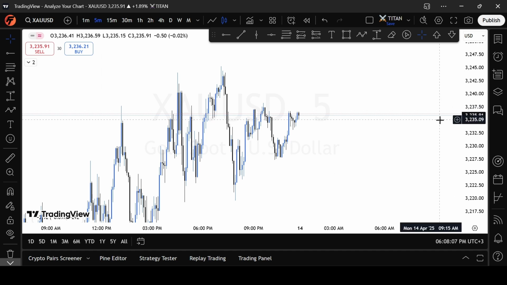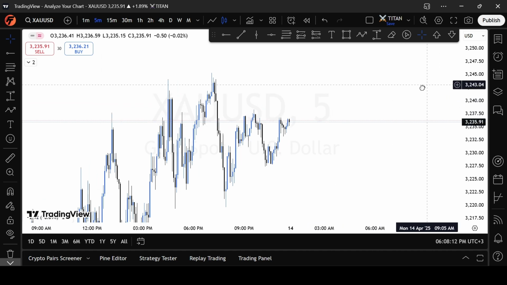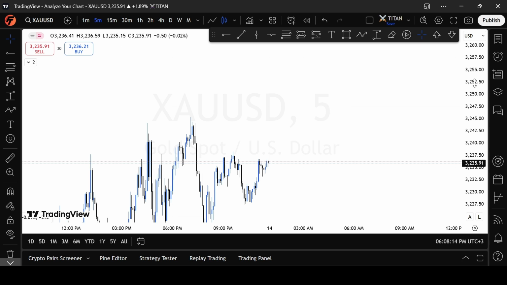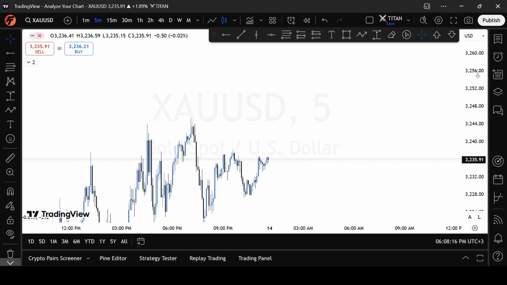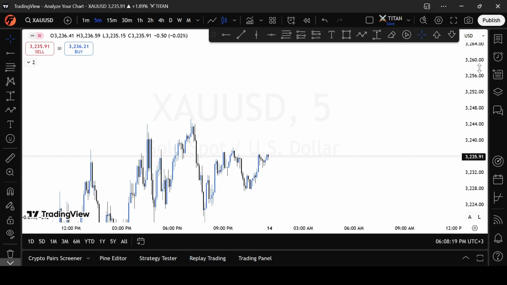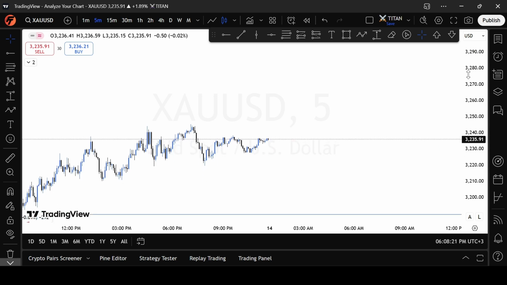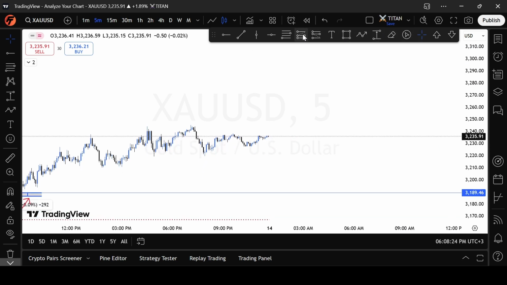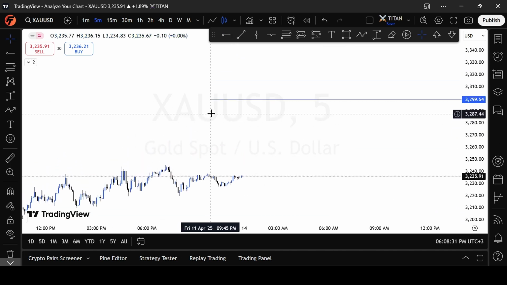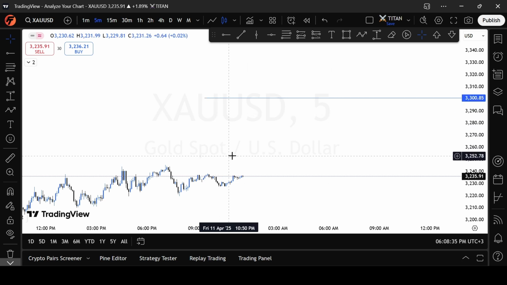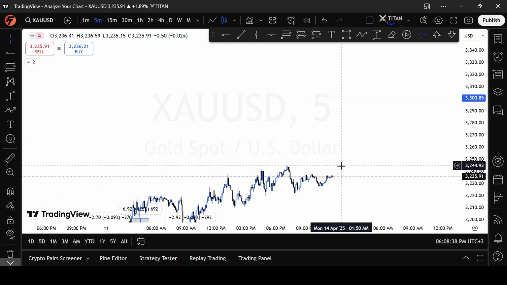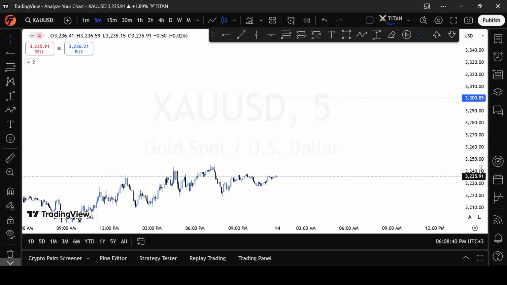Psychological levels, to put it simply, are usually those round price points. So, for example, right now we are dealing in the range of 3,200. The next round number is 3,300. So right here, as you can see, it's almost there. It was almost there. Right now, this is a new area.